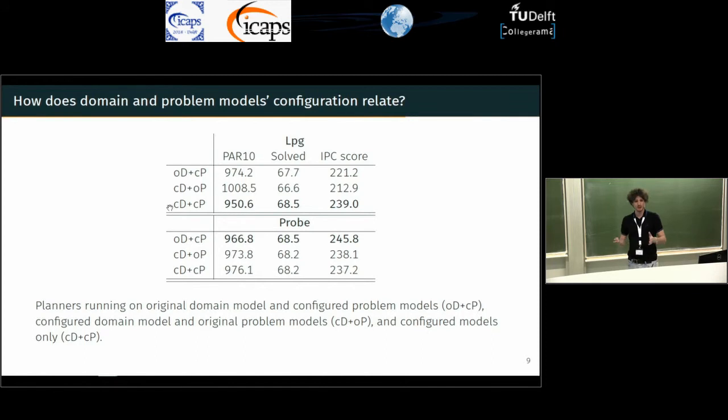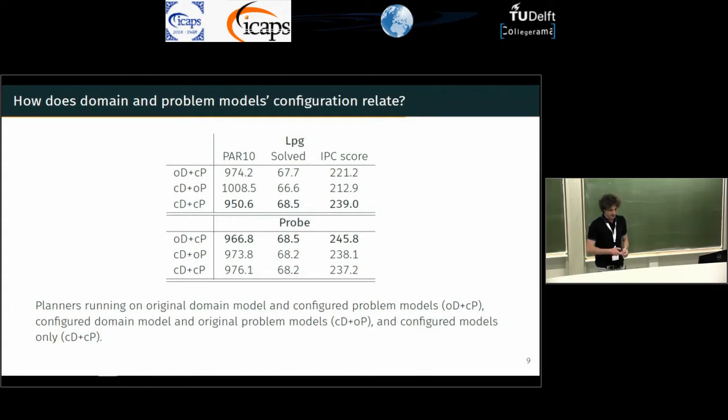Configuration was done in isolation, so there is basically no interaction between the configuration of a domain model and the configuration of a problem model. In these settings, we observe that the two planners have slightly different preferences. LPG seems to be able to exploit the synergies of the configured domain and problem models pretty well, while Probe seems to prefer only the problem model to be configured and the domain model to remain the same.